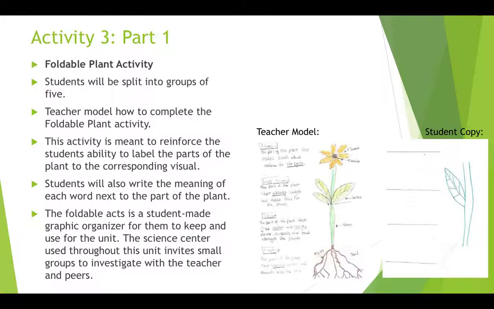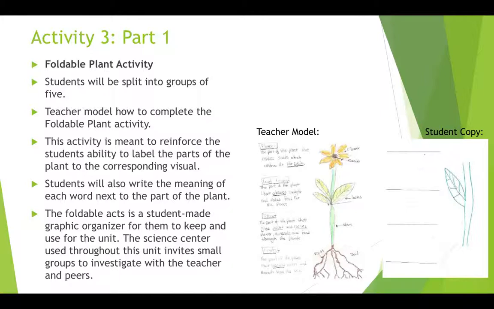The following activity will be independent, where students are going to go back to their seat. It's a foldable activity. We will model that for them at the rug area before they head back to their seat to begin. On the right-hand side, there's a teacher model of the foldable, but we decided to create a sort of framework for the students where it says student copy so that the scale of the flower would fit on the page and they would be able to label it in a way that is appropriate across the foldable.